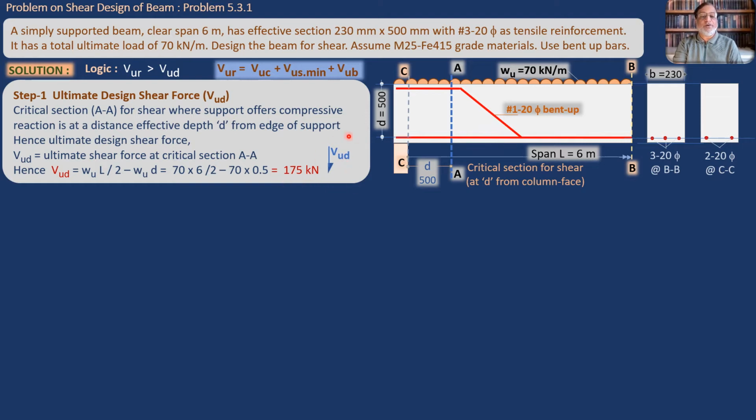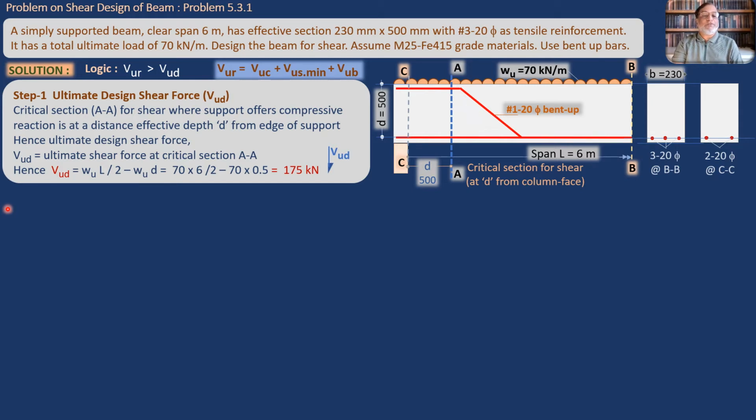So this is the value VUD, we have shown it here. So we can see it here. We say that this shear force is the target figure for our shear resistance. We want to resist a shear of 175 kilonewton if we can provide sufficient resistance, that VUR. If you provide a VUR greater than this 175 kilonewton, we will say that the design for shear is complete. So this is the first step of the problem.